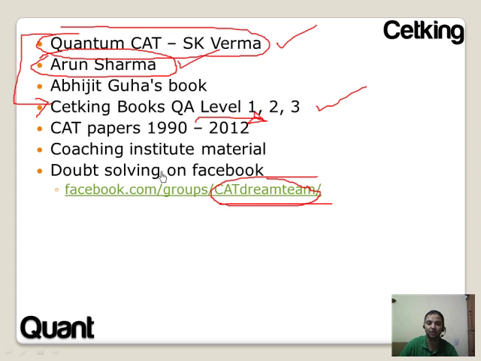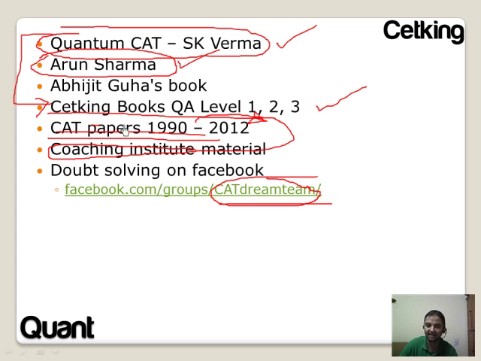Let me just summarize for the quant section. You are going for one coaching institute material. You can pick up CETking books or other coaching institute books, that's fine, one thing. Second is Quantum CAT or Arun Sharma, depending upon where you stand. I think Quantum CAT is a better book. Then CAT actual papers. These are the 3 things you need to buy.